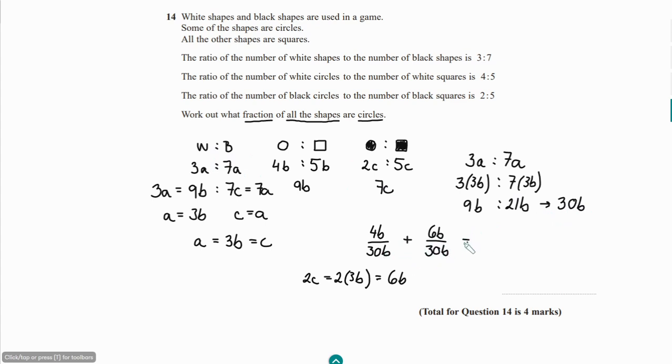Therefore we can get rid of all those b's now. So we have 6 over 30, which is 1/3. And 1/3 is the answer. So 1/3 of all the shapes are circles.